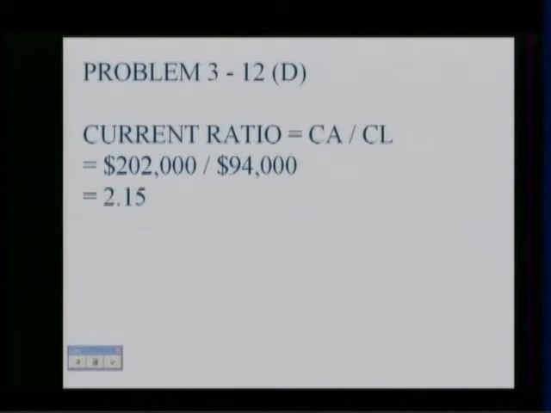You're going to use the same two numbers you used in Part C. The only difference is you're going to use them as a ratio instead of as a difference. So this time you take your current assets of $202,000, divide them by your current liabilities of $94,000, and you get a current ratio of 2.15. Now you may remember that we talked about the fact that a 2 current ratio is a pretty good ratio. So they're doing fairly well in their current ratio.